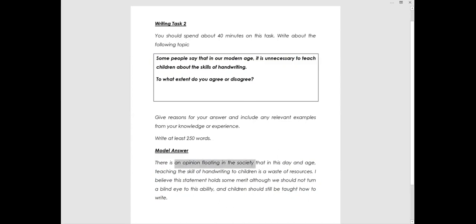An opinion floating in the society just means that some people say this, okay? A waste of resources means it is unnecessary, it is not relevant, it is futile, right? Holds some merit means that it has some weight to it, some importance, but not very, very important, okay? Should not turn a blind eye means we should not ignore it entirely. And this is what my introduction looks like.